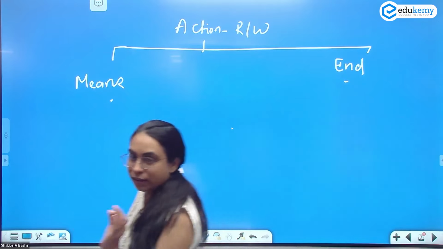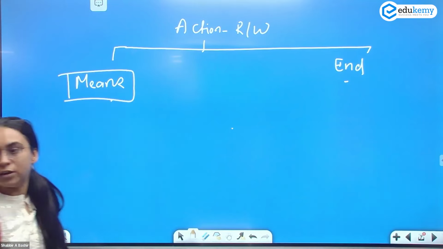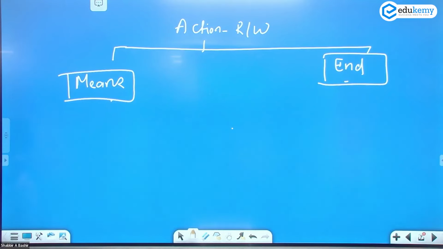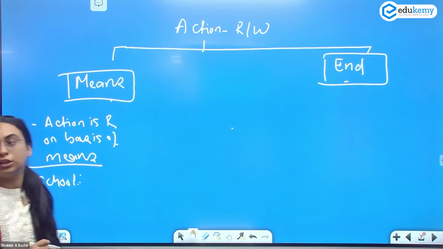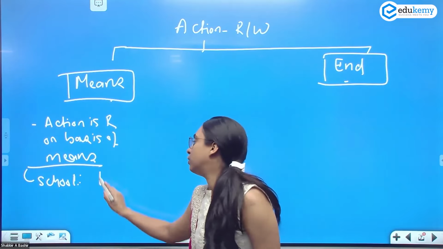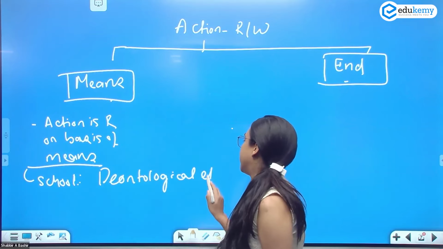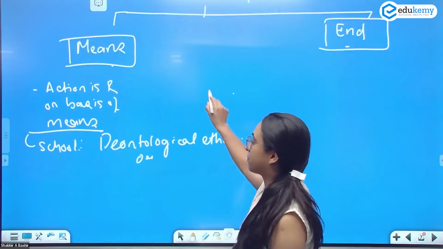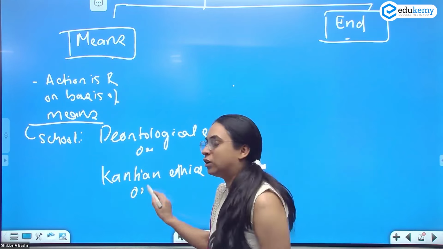तो this whether an action is right or wrong depends on the means. It can also depend on the end. Means जिस school, the school that decides whether the action is right on the basis of means. School कौन सा school है? The school is deontology school. इसको आप deontology या deontological ethics बोलते हो, और you can say, और कौन सा स्कूल है? Kantian ethics, या duty based ethics.